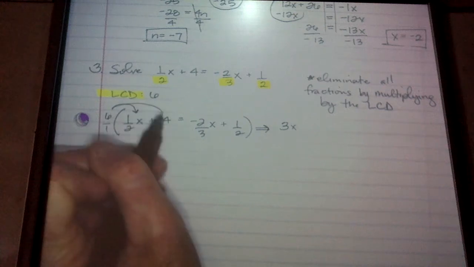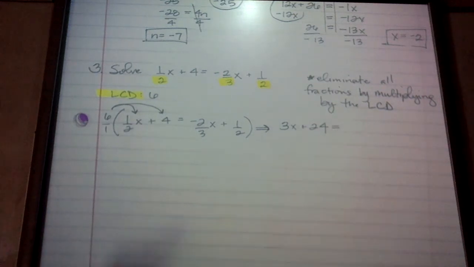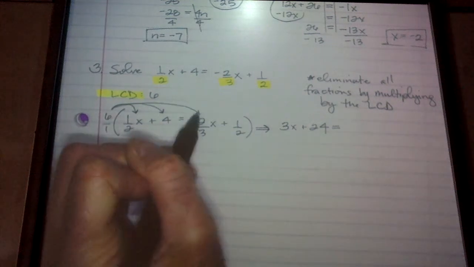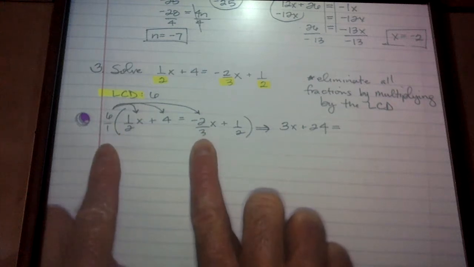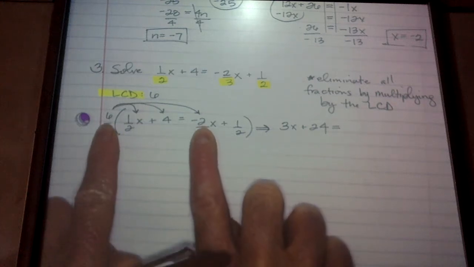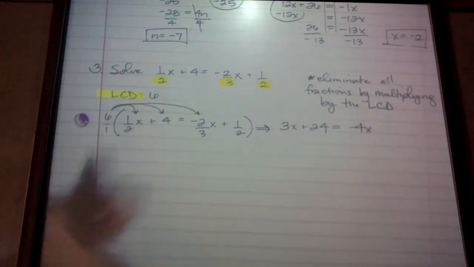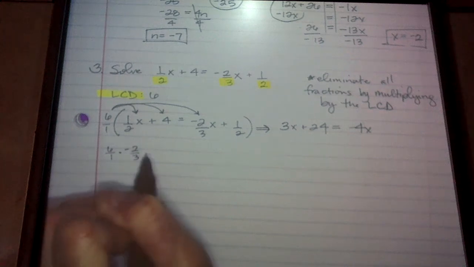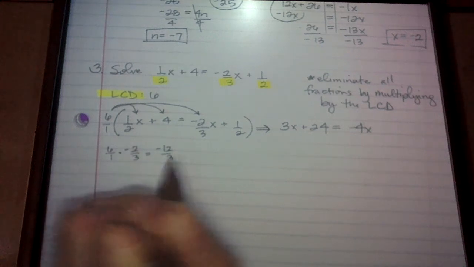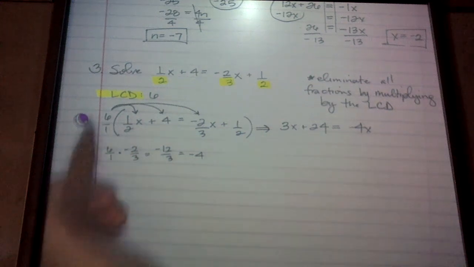Then 6 times a positive 4 is positive 24 equals 6 times negative 2/3. So remember, I'm multiplying the top, negative 12, over the bottom. It's 1 over 3. So negative 12 over 3 is negative 4x, right? 6 over 1 times negative 2 over 3 is negative 12 over 3, which is negative 4. So that's where I'm getting the negative 4x.